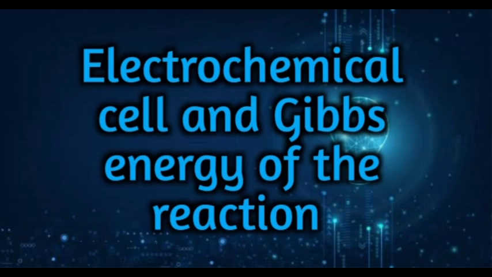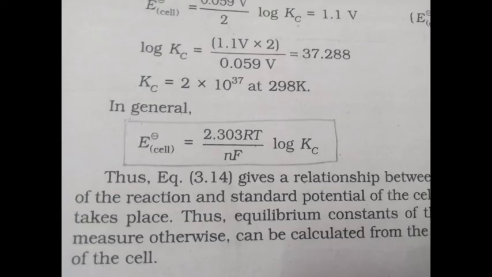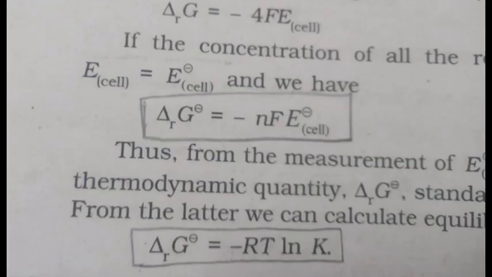And now let's see the electrochemical cell and Gibbs energy of the reaction. In this, the questions will be only from the formula. So just try to memorize this formula, that is del G equals minus nF E cell. And now listen carefully. At equilibrium, the Nernst equation becomes like this, as we saw earlier. So if you substitute this E naught cell value in the del G formula, you get this. The last del G formula, that is del G equals minus RT into ln K.